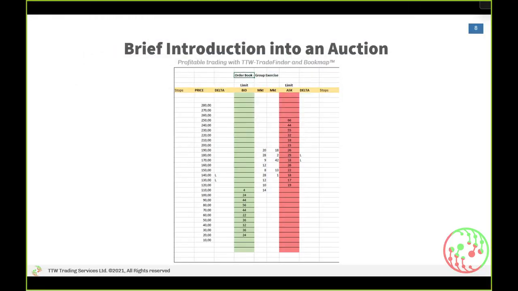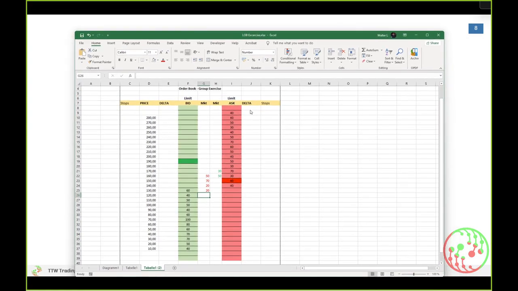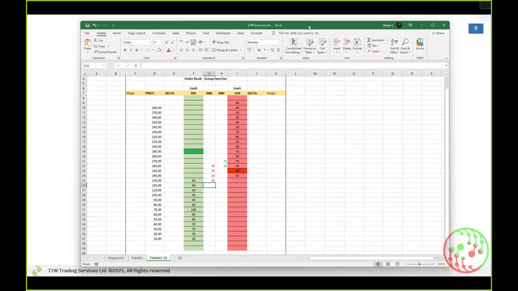Okay. But just to make sure that we understand this very, very basic stuff here, ladies and gentlemen, I kindly ask you to take your time to go through this order book, because this is a standardized procedure all over the world. There's nothing different. It's everything the same. The auction is everywhere on this planet the same.